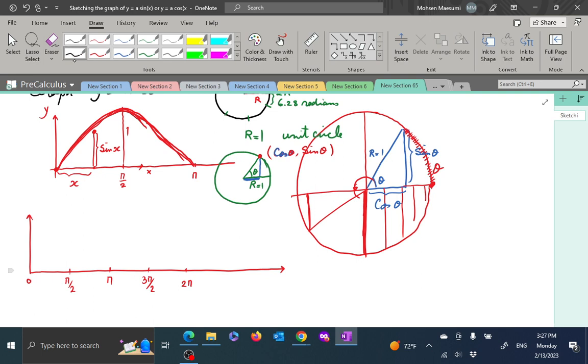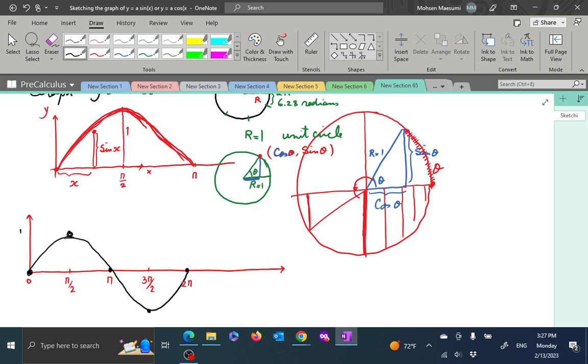So at 0, sine is 0. At pi over 2, sine is 1. At pi, sine is 0. At 3 pi over 2, sine is minus 1. At 2 pi, the sine is 0 again. So we have these 5 points that are significant points of a graph, and then our graph goes through these points, and that forms one cycle of sine.